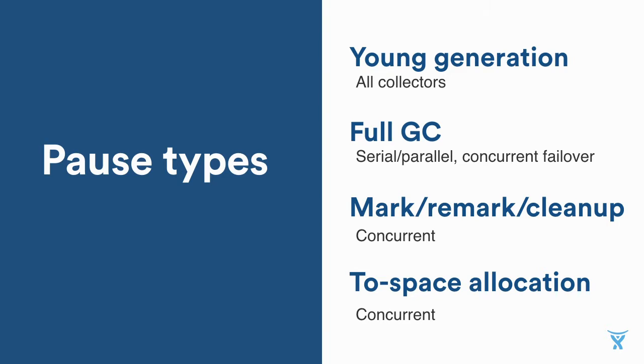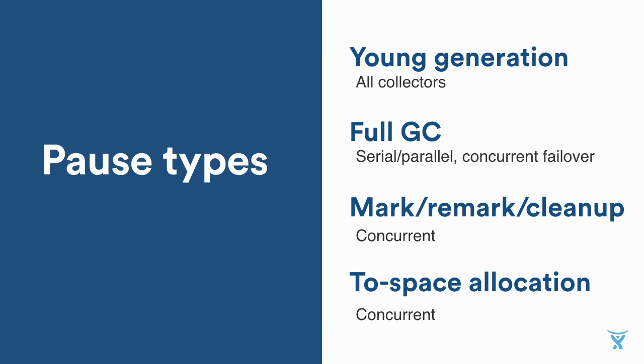The pauses in the concurrent collectors are the mark and remark phases and in two-space allocation, so when it's trying to allocate regions. So when the collection starts, there's a pause for the initial marking of objects, and then the collection will happen concurrently while the application's running, and then it will pause again at the end, just small pauses for remarking and some cleanup.